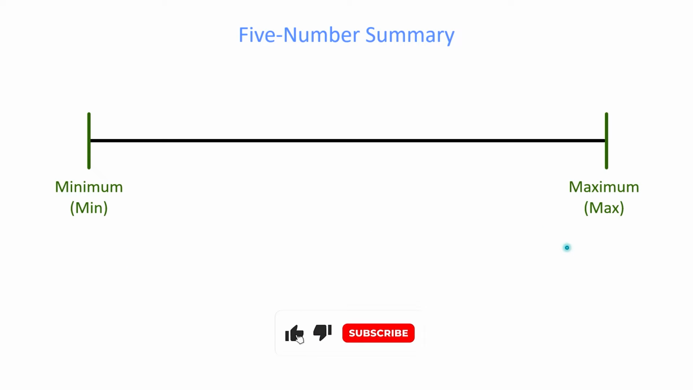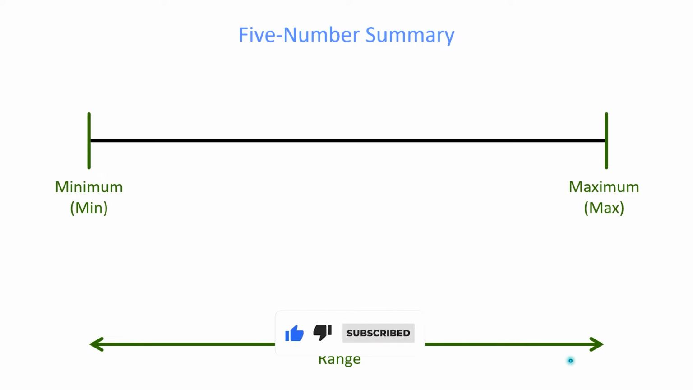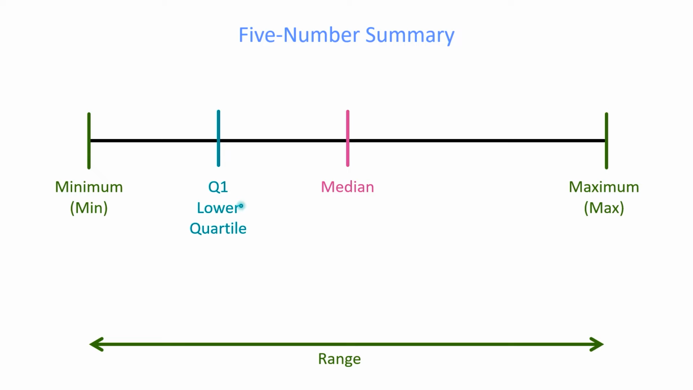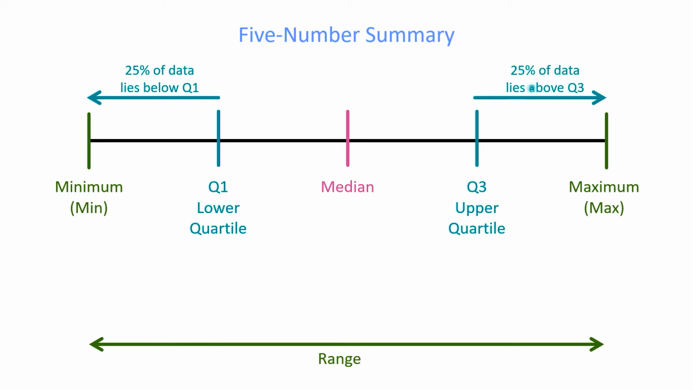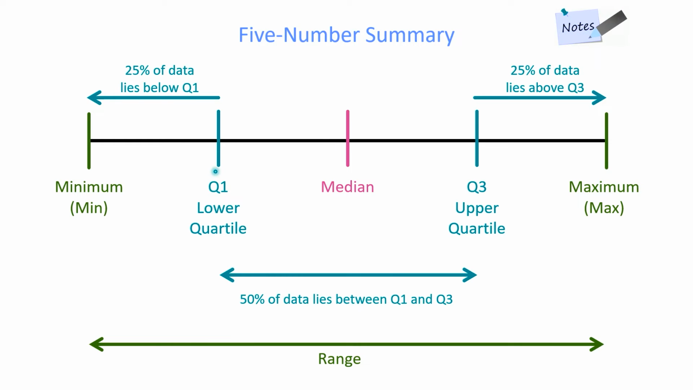Now, when we refer to the 5-number summary, what we mean is we have a minimum value of the dataset, we have a maximum value of the dataset, and from these two we can work out the range of the dataset. And then we have the median, in which 50% of the data lies below the median, 50% of the data lies above the median. Then we have Q1, which is the lower quartile, and 25% of the data lies below Q1. And then we have Q3, which is the upper quartile, and 25% of the data lies above Q3. And these are the 5-number summary. Now, just on a final note, 50% of the data lies between Q1 and Q3.